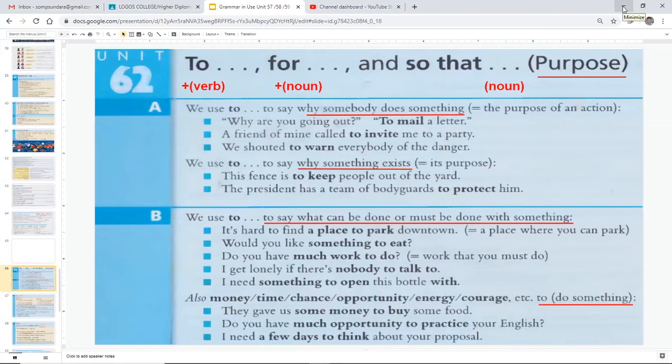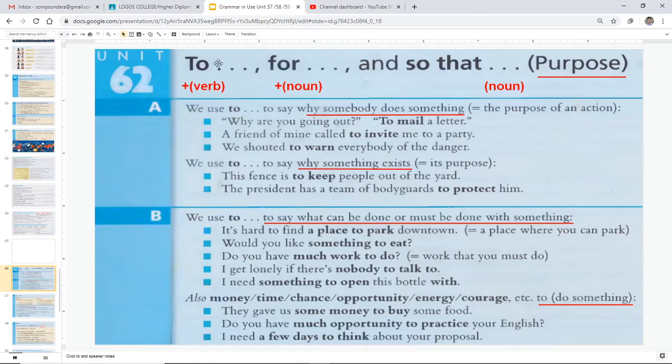Today we're going to do Unit 62 in your Grammar in Use Intermediate book. Right? Previous unit we talked about expressions with gerunds. This unit we're going to talk about 3 more expressions. But they don't use gerunds. Well, one of them does. Because remember, gerunds can act as nouns.